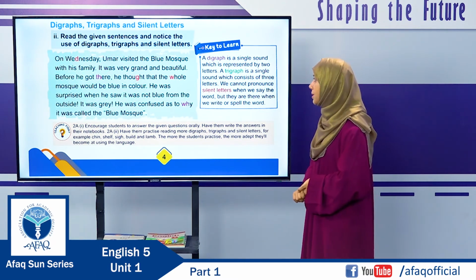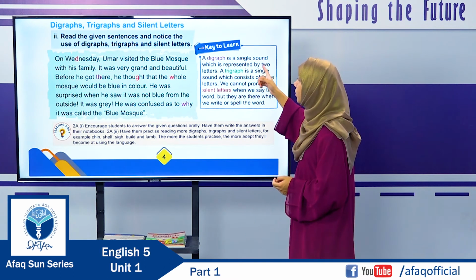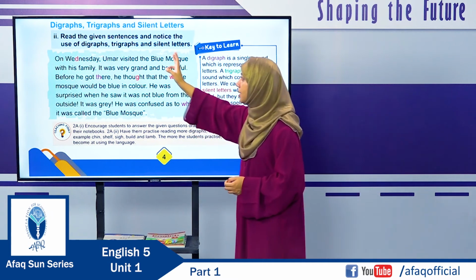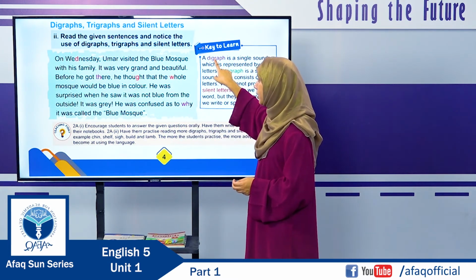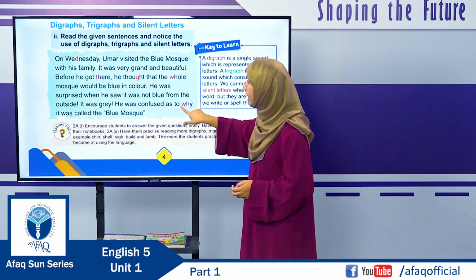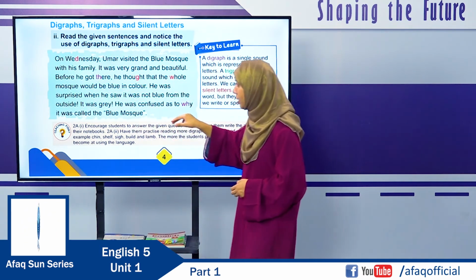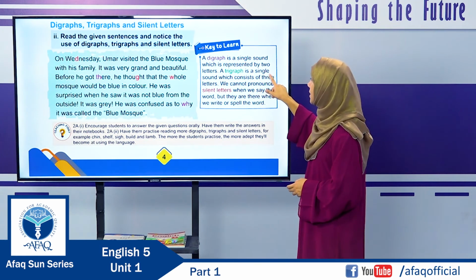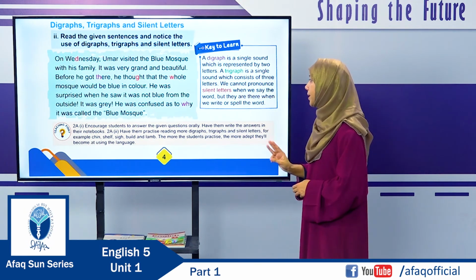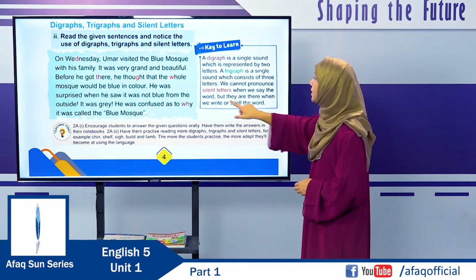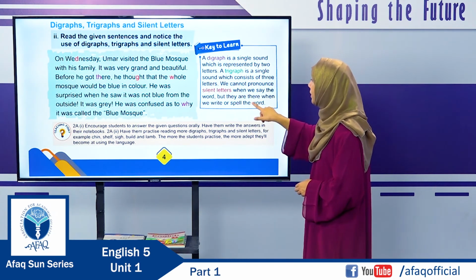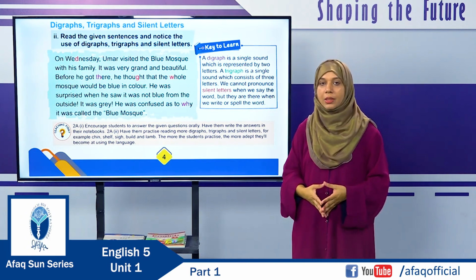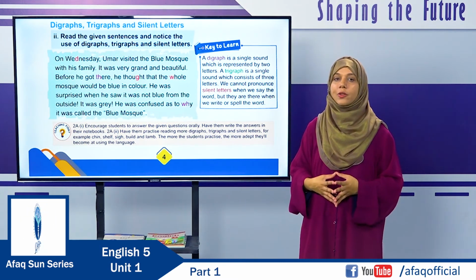Let's read these definitions. A digraph is a single sound which is represented by 2 letters. So digraphs have been shown in this example paragraph in pink color. As you can see, this WH is pink and this TH is also pink. So digraphs have been shown here in pink color. A trigraph is a single sound which consists of 3 letters. We cannot pronounce silent letters when we say the word, but they are there when we write or spell the word. We have already studied silent letters. Here we are going to revise the concept of silent letters.